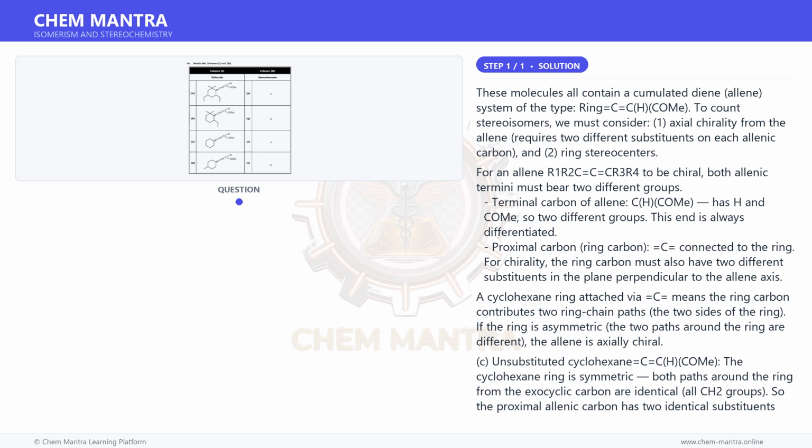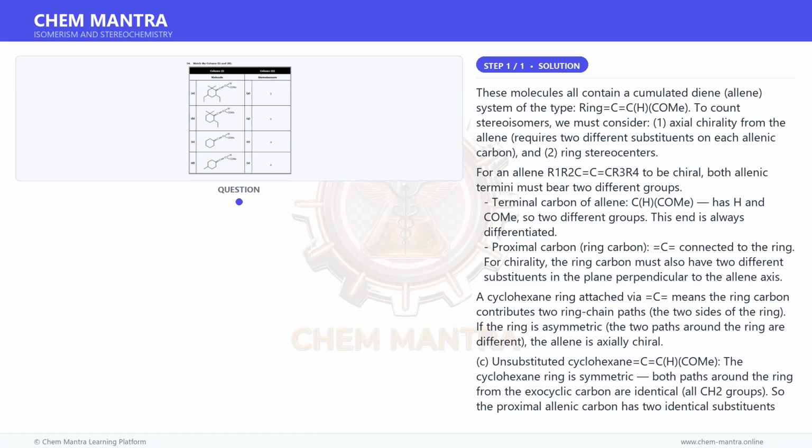However, one path goes C2, C3, C4 and the other C6, C5, C4, and with ethyl at C4 both paths end at the same C4. So the two ring paths from the allenic carbon are different, one clockwise, one counterclockwise, but since they both arrive at the same C4 ethyl, by symmetry the molecule could have a plane of symmetry making the allene non-chiral. No, axial chirality depends on the spatial arrangement.